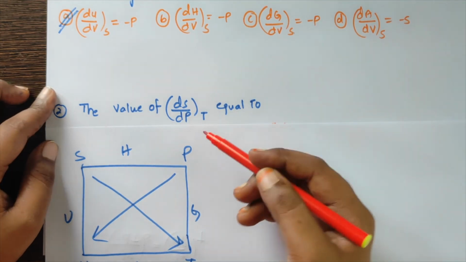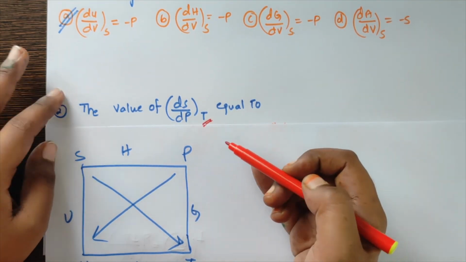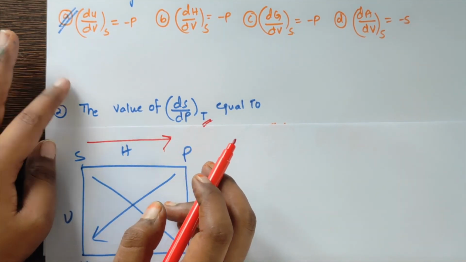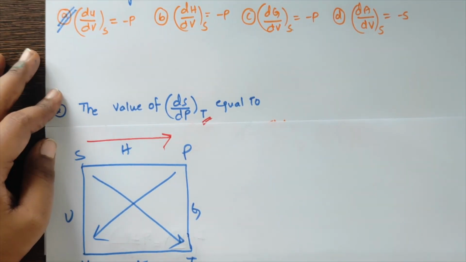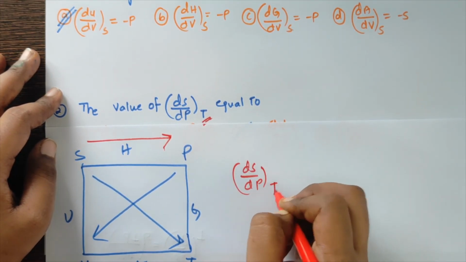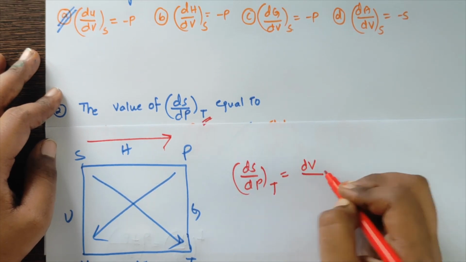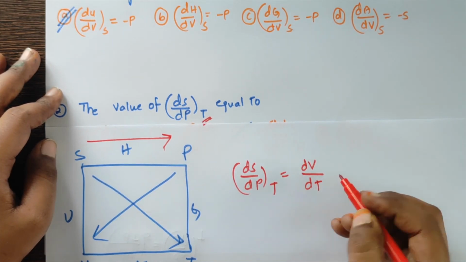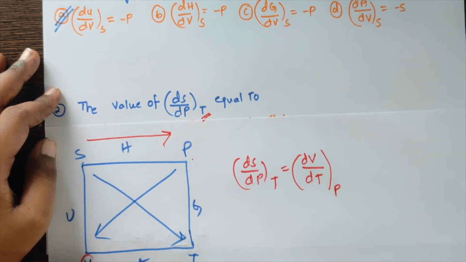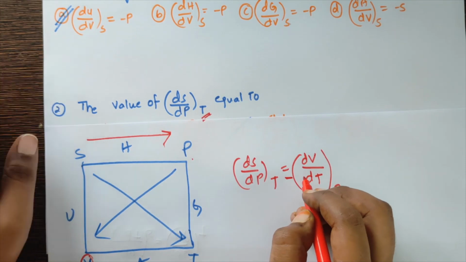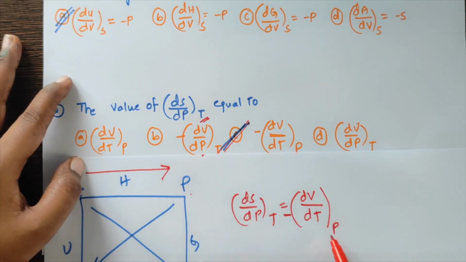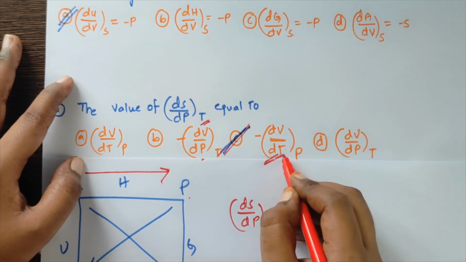The value of dS by dP at constant T will be equal to what? So here the arrow is going in this manner. So to get the relation, the arrow here should also go in this manner. Now dS by dP at constant T will be equal to dV by dT at constant pressure, and the arrow is towards the V, so we'll get the negative sign. So now let us check out the options. The answer will be C, dV by dT at constant P, negative sign.